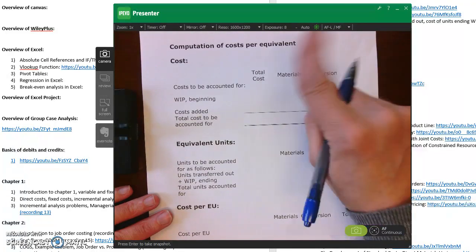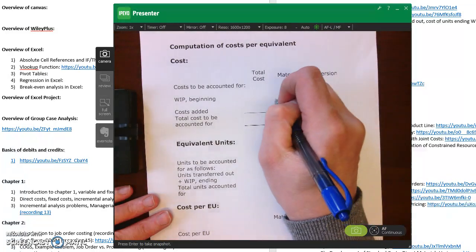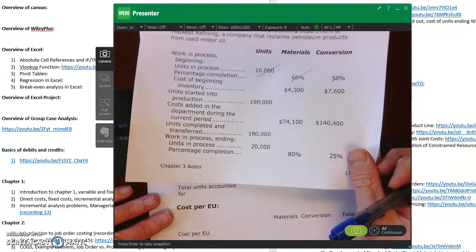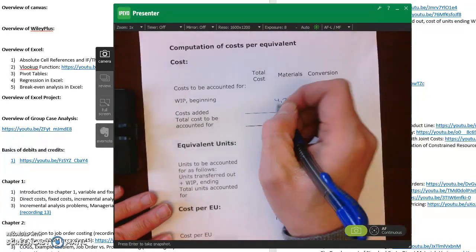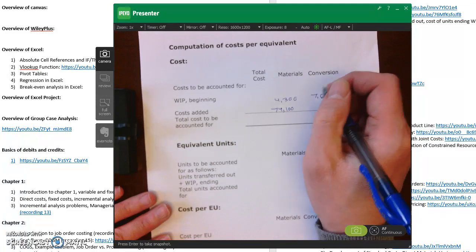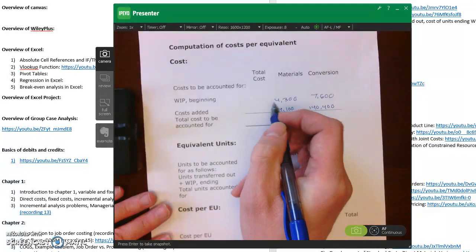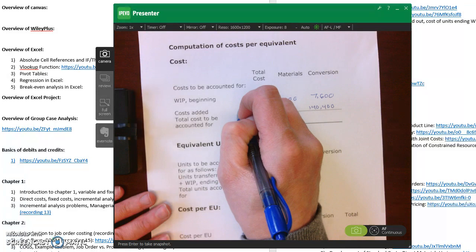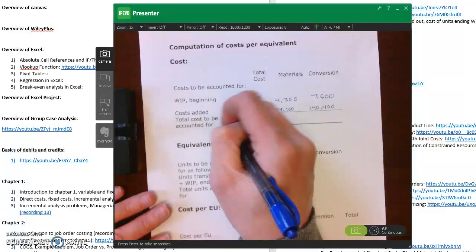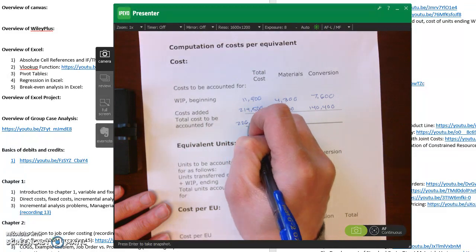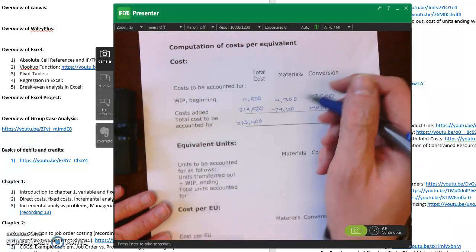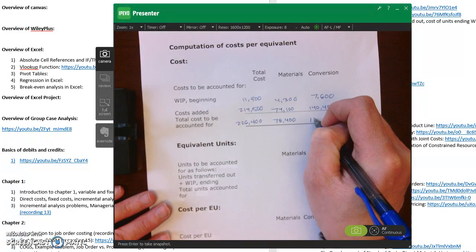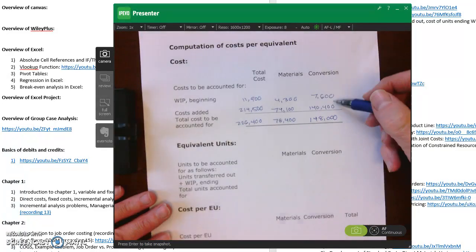Okay? So if we look over here, cost to be accounted for, we had WIP beginning, 4,300 for materials, 7,600 for conversion. I'm just pulling these numbers from the prior page. And we added the 74,100, and we had the 140,400, and we can add to get the total beginning WIP cost, 11,900. Total costs added gives us 214,500, and then the total cost to be accounted for right over here, 226,400, and then we can add down. We can say our 78,400, and then what we have is our 148 right there. Just added down like that.